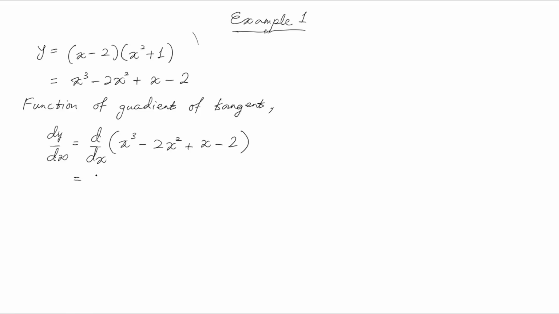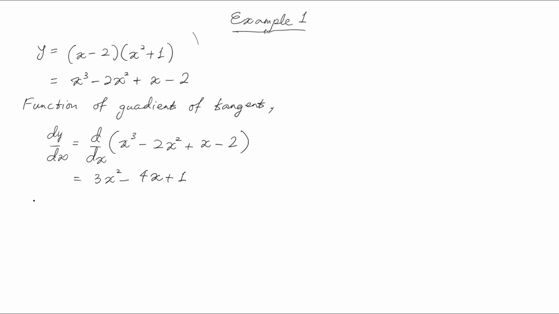and x cubed will become 3x squared, minus 2x squared becomes 4x, and x just simply becomes 1. So minus 2 is self-explanatory. Okay, so now this is the dy dx.